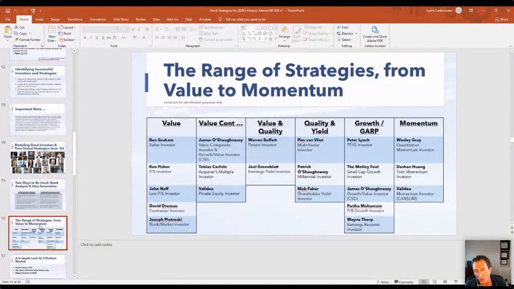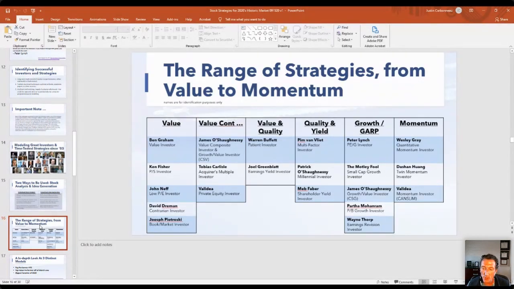And then you have this other category that I'm calling quality and yield. So that is the Pim van Vliet multi-factor or low vol model, Patrick O'Shaughnessy's model, and then Meb Faber's that looks at shareholder yield. So those obviously have a very important yield component to them. Quality is also represented highly in those models.